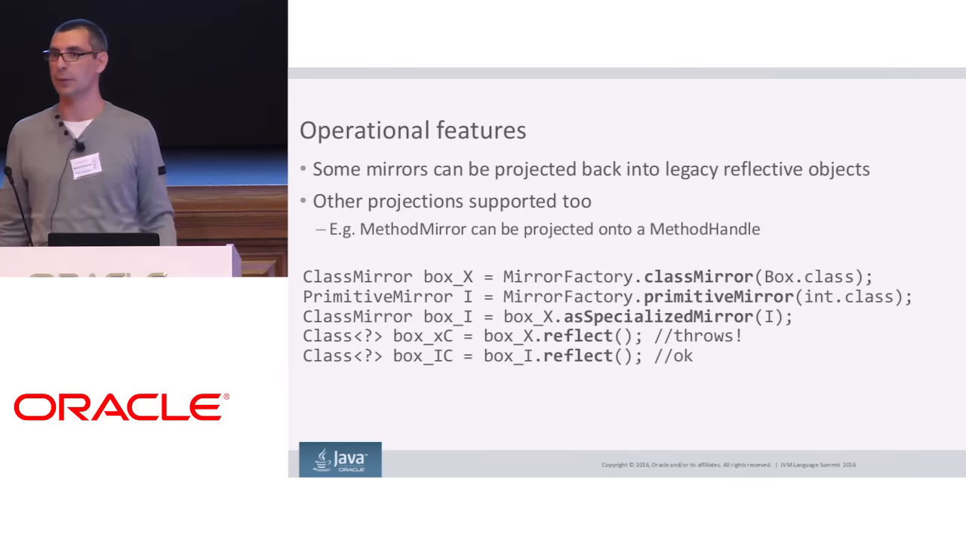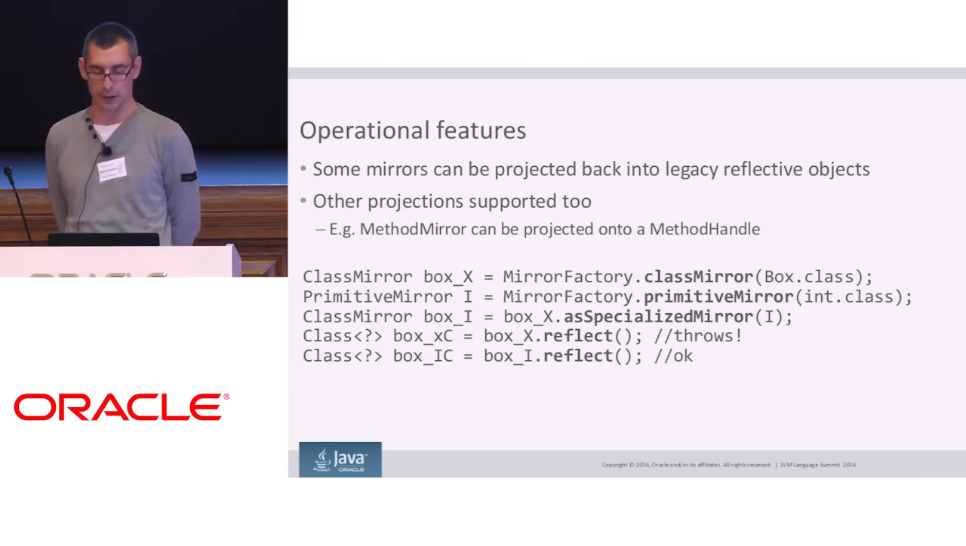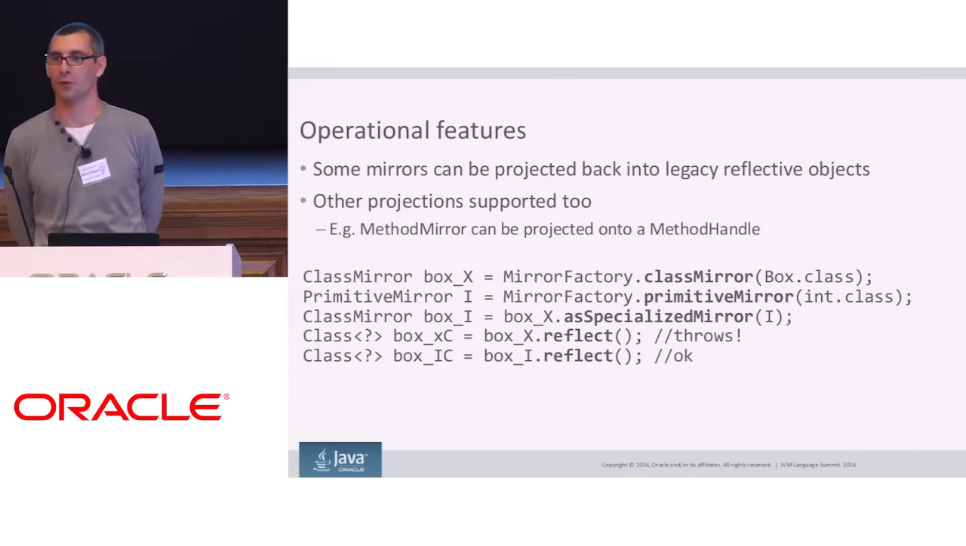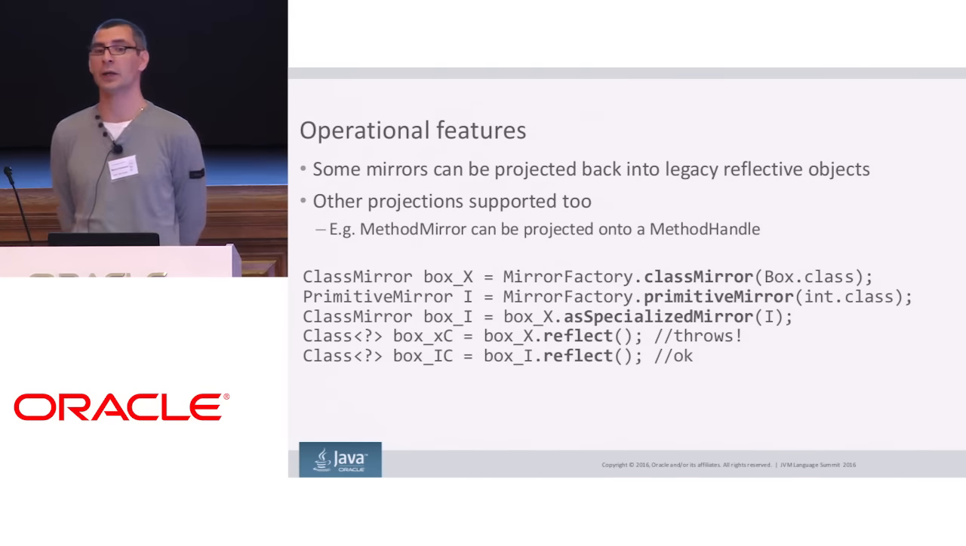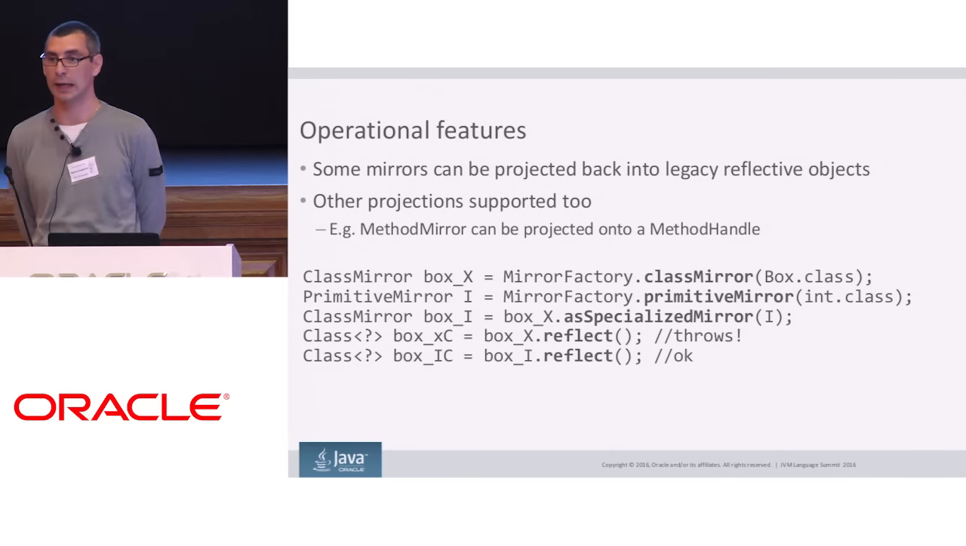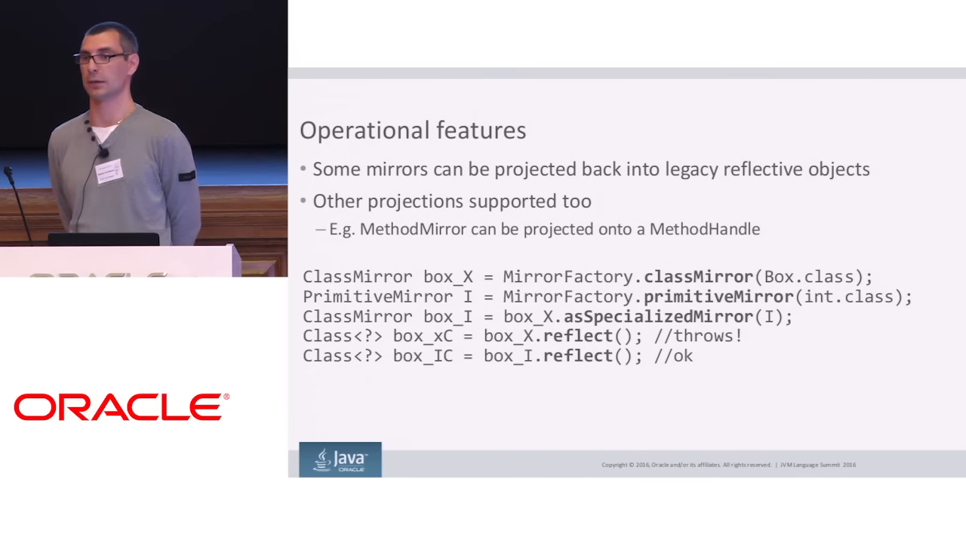And of course, it wouldn't be a reflection API if we didn't have some sort of operational feature, right? So we need to have a way for calling methods, create new instances, and how does this API go about that? Well, it doesn't. It really doesn't offer any support for operational reflection other than allowing you to project these new mirrors into abstractions that already exist. So for example, if you have a class mirror, you can go back to a Java class. If you have a method mirror, you can go back to a Java reflect method. And you do this by calling the special reflect method.